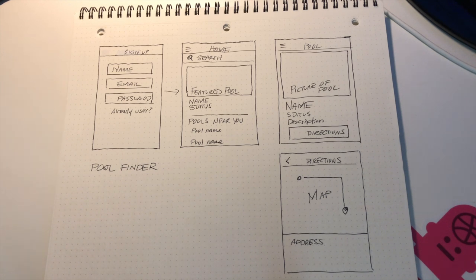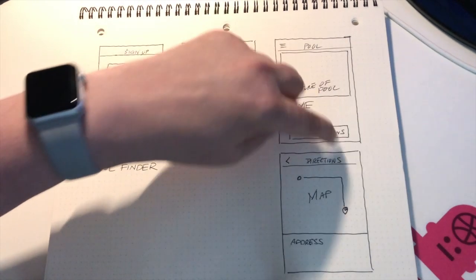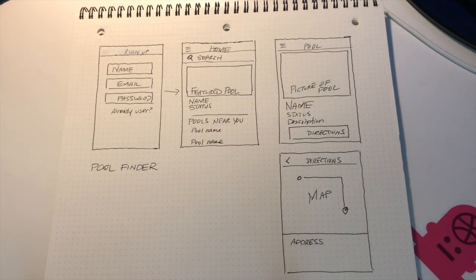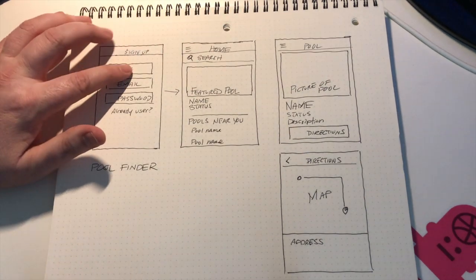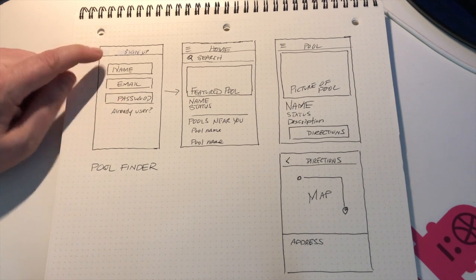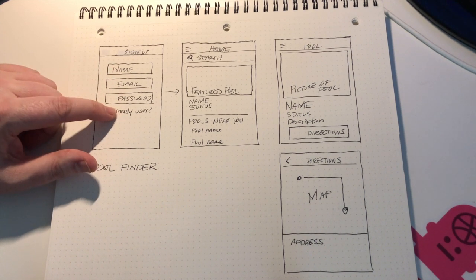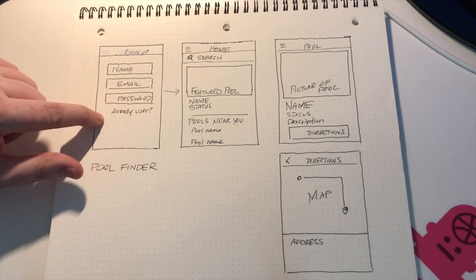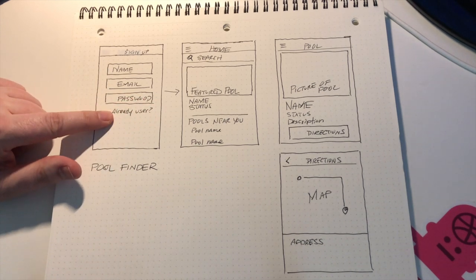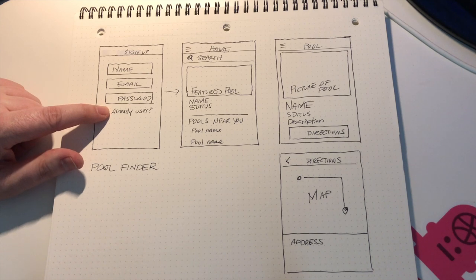So for today, for this demo, I'm going to be creating a pool finder app. And it's just going to have these 4 screens. I don't want to get too crazy with it and take too much time. So you'll have a sign up screen where you sign up and you log in. And if you're already a user, you can tap this link here to log in if you already have an account.